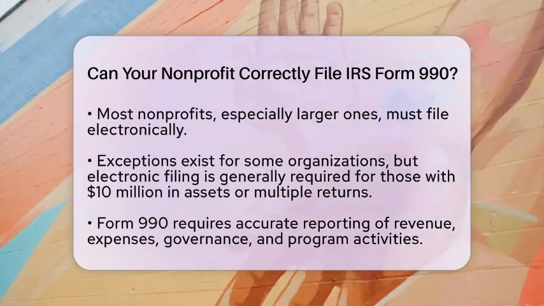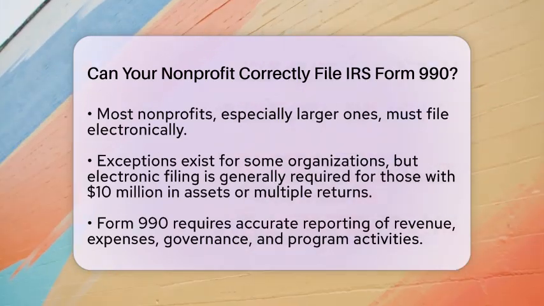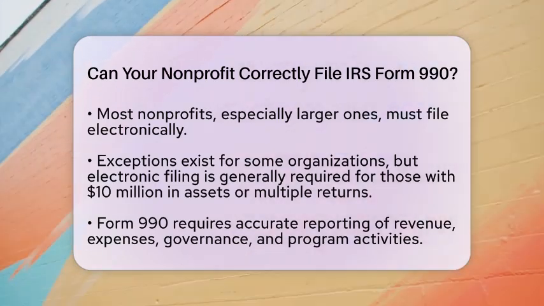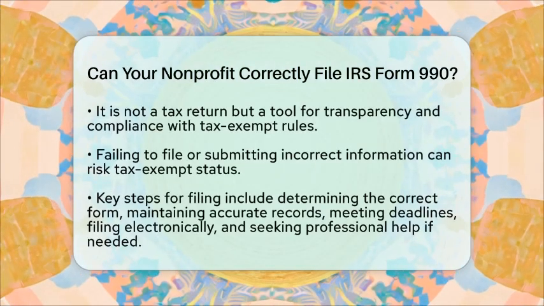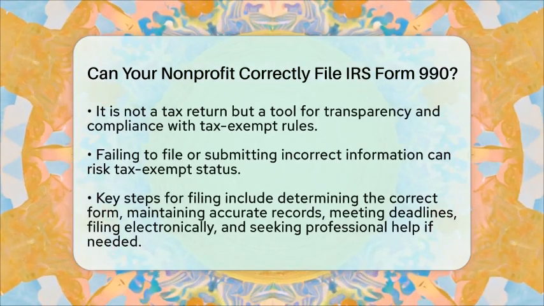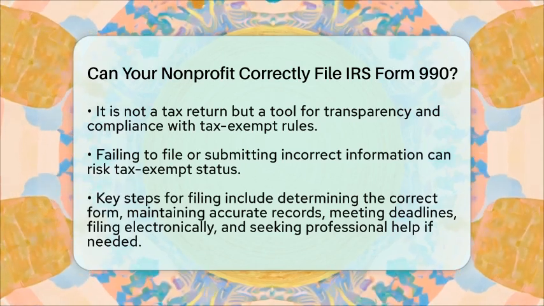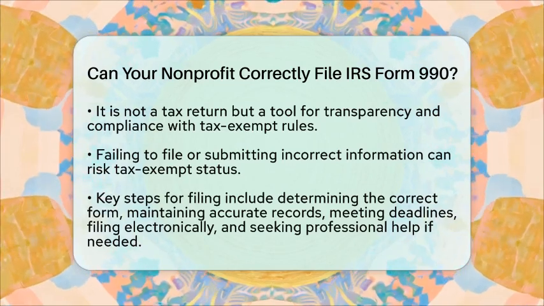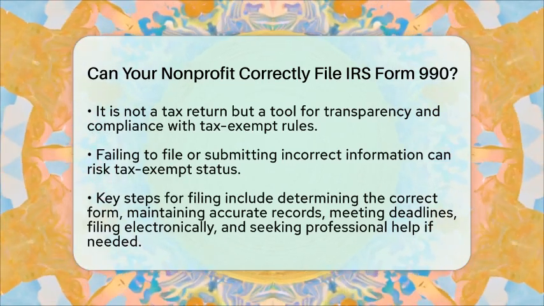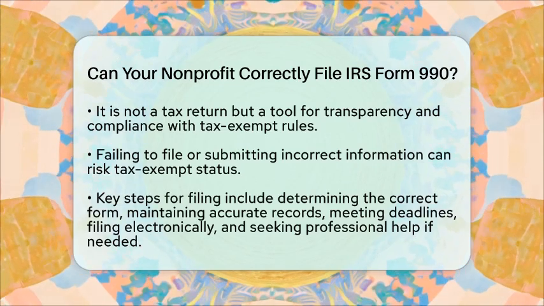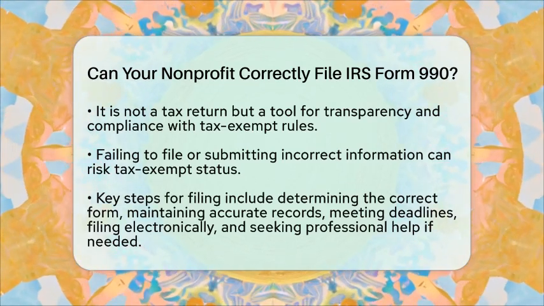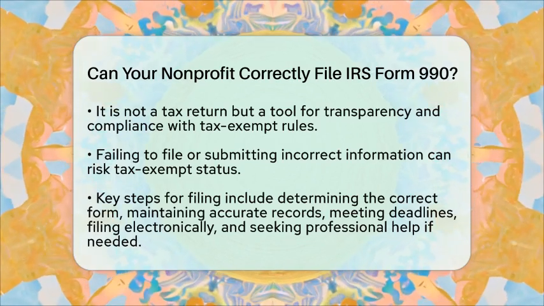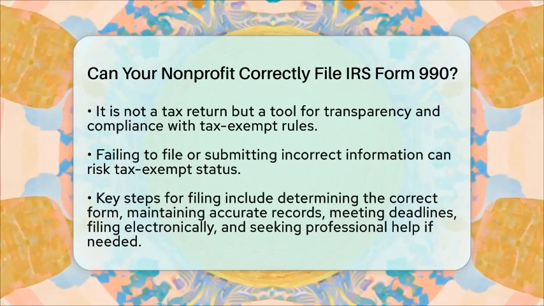To ensure your nonprofit correctly files Form 990, here are some practical steps to follow. First, determine which version of Form 990 applies to your organization based on your revenue and assets. Second, keep accurate financial records throughout the year to make completing the form easier. Third, meet the IRS deadline to avoid penalties or loss of tax-exempt status. Fourth, file electronically if required. Lastly, consider seeking professional assistance if your nonprofit's finances or reporting requirements are complex.